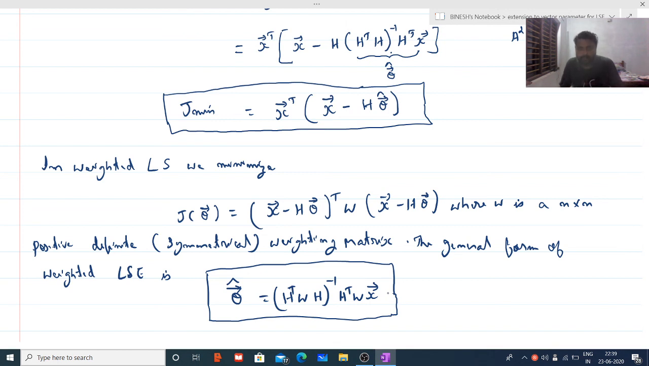So in the next section, we will come across the geometrical interpretation of a least square estimate.